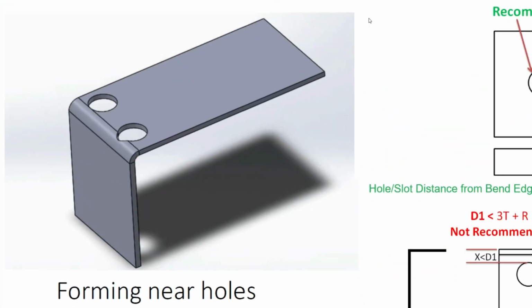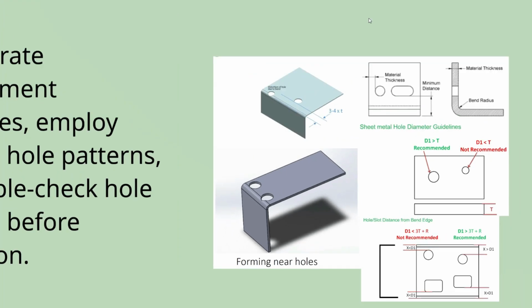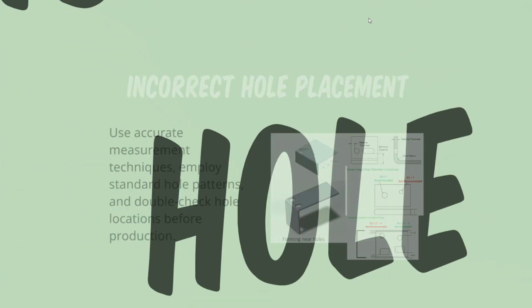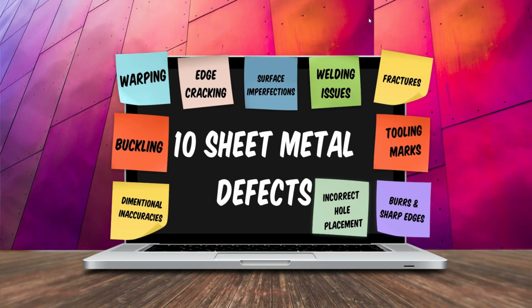Use accurate measurement techniques, employ standard hole patterns, and double-check hole locations before production. By incorporating these strategies into your sheet metal design process, you can reduce the likelihood of encountering these common defects and ensure high-quality results.